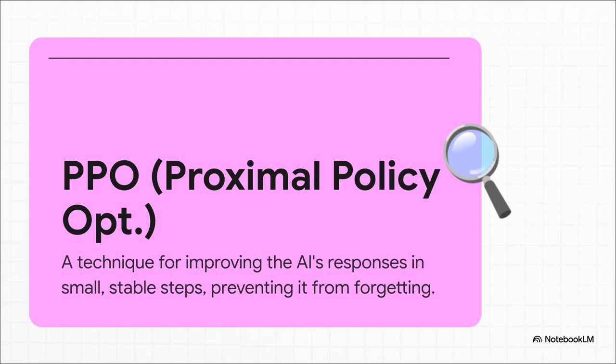Now, to make sure all this learning sticks, there's a clever technique called PPO. What it does, essentially, is make sure the AI improves in small, steady steps. This is super important because it stops the model from making a huge change to get better at one thing, but accidentally forgetting everything it learned before. It's all about slow, stable progress.